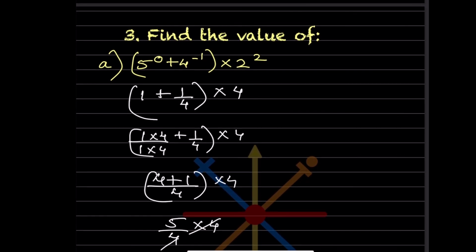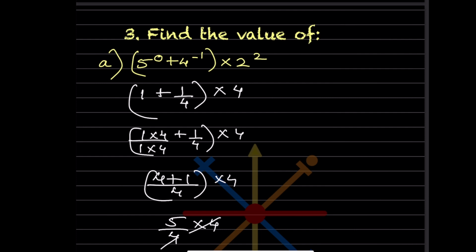Now find the value of, first let us solve the bracket. So you know this 5 raised to 0, anything raised to 0, that is 1. So this base can be any number. So here we have 5 raised to 0, that is going to be 1. Negative will make it to positive. So that will be 1 by 4. 2 square will be 4.